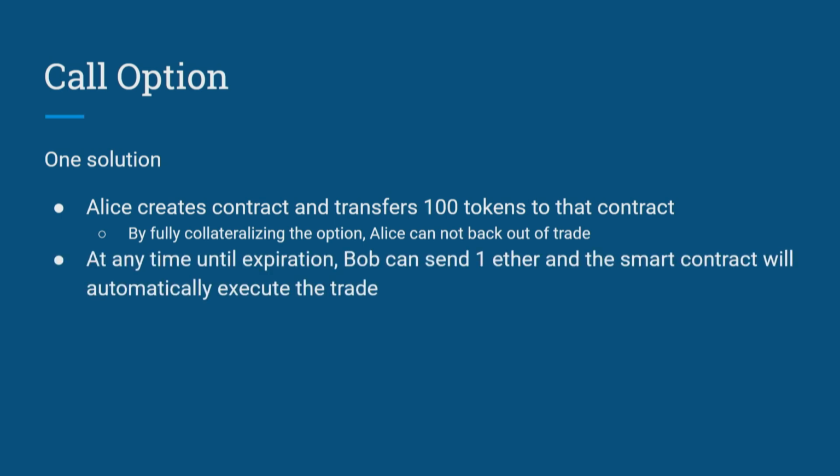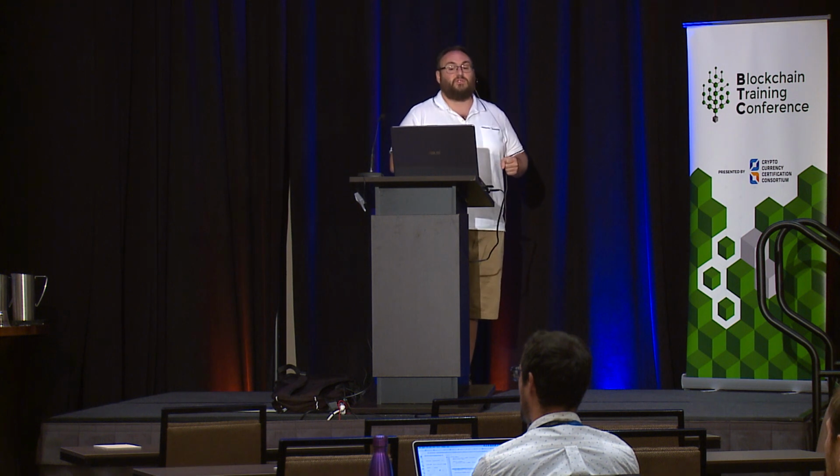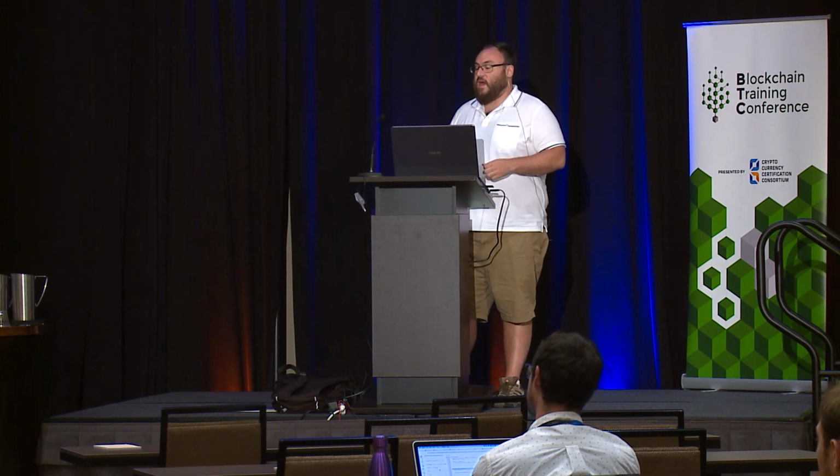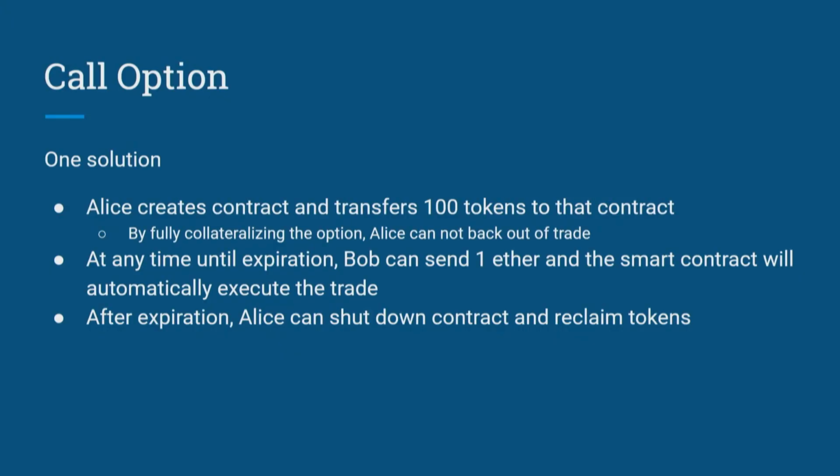Now, until expiration, Bob can send 1 Ether into the contract, and then the contract will automatically settle, swap the funds. It'll send the 100 tokens to Bob, it'll send the 1 Ether to Alice, and the trade will be complete. And if expiration happens, then Alice can reclaim her tokens because Bob chose not to execute.